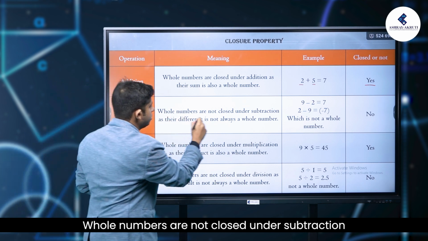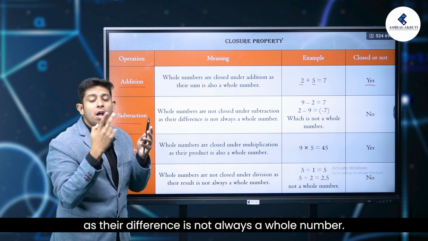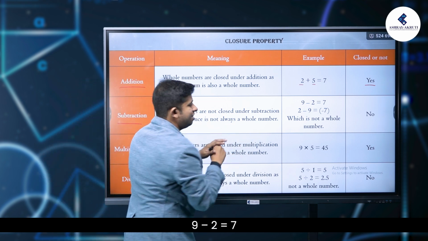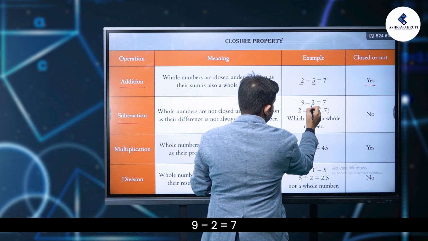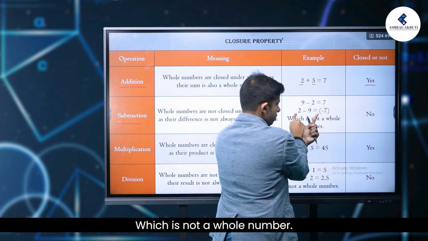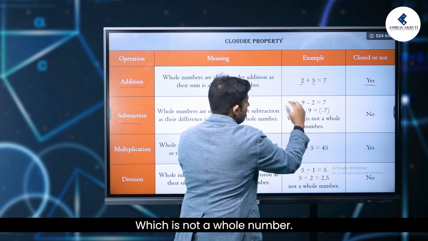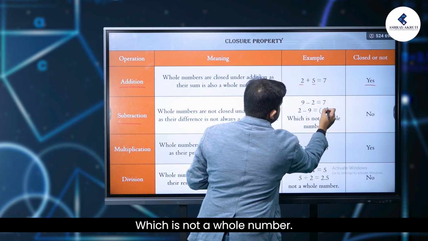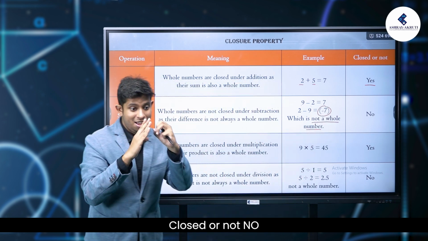Subtraction. Whole numbers are not closed under subtraction as their difference is not always a whole number. Example, 9 minus 2 is equal to 7. 2 minus 9 is equal to minus 7, which is not a whole number. Closed or not? No.